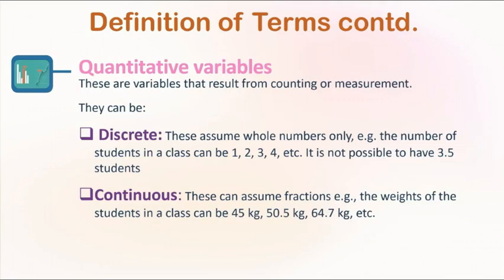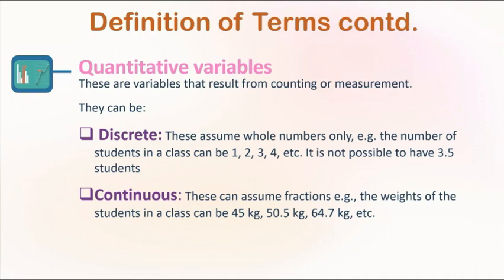Quantitative variables are variables that result from counting or measurement. They can be discrete or continuous. Discrete quantitative variables are those that assume whole numbers only. For example, the number of students in a class can be 1, 2, 3, 4, etc. It is not possible to have 3.5 students.